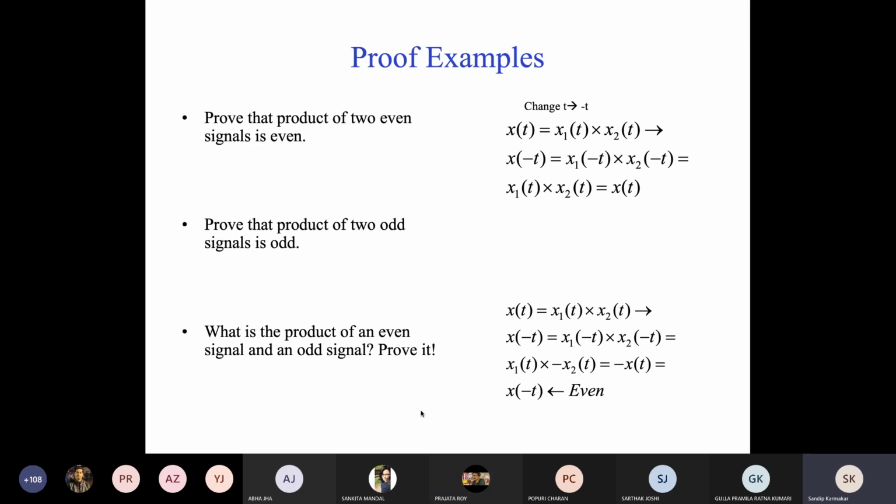No, x(t) equal to x1(t) into x2(t). x(-t) equal to x1(-t) into x2(-t). Now let's say x1 is even, so x1(-t) equal to x1(t), and let's say x2 is odd, that means x2(-t) equal to -x2(t). So it is x1(t) into -x2(t) equal to -x(t). That means x(-t) is equal to -x(t). So it will be odd, right? Yes, sir. It will be an odd signal.